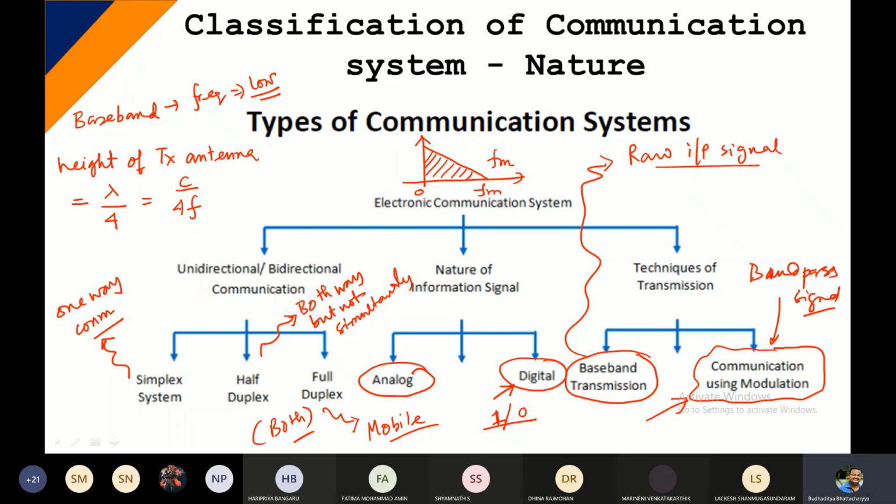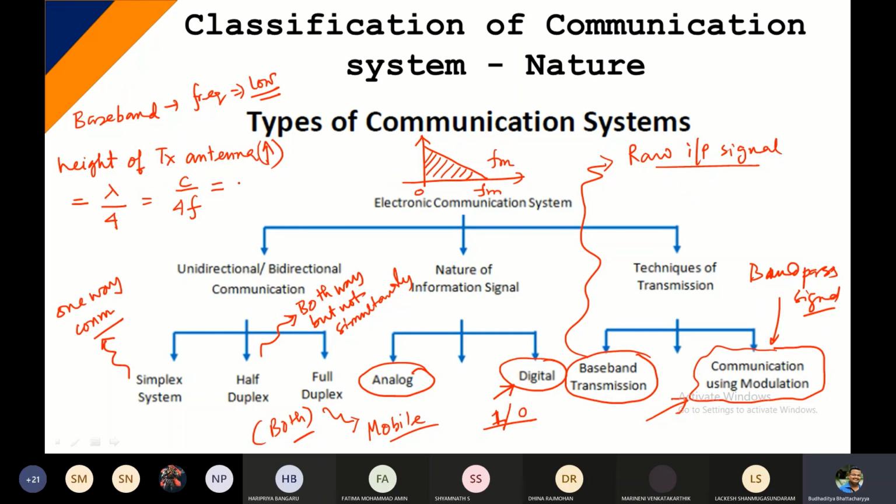Now if it is a baseband signal, the frequency is low. That means f is low. Please follow me carefully. Since in baseband the frequency is low, f is low. If this is low, naturally what will happen? The height of the transmitting antenna will be significantly higher. As an engineer, building an antenna which is humongously high is not possible. That's a physical constraint on building such a huge antenna. That is one of the reasons, and the biggest reason, why we need modulation.